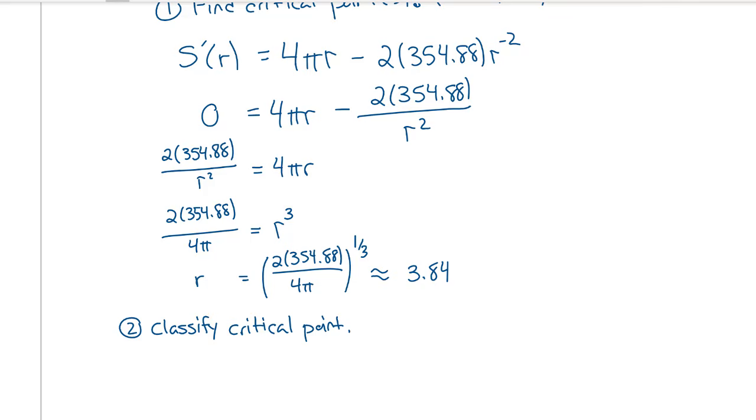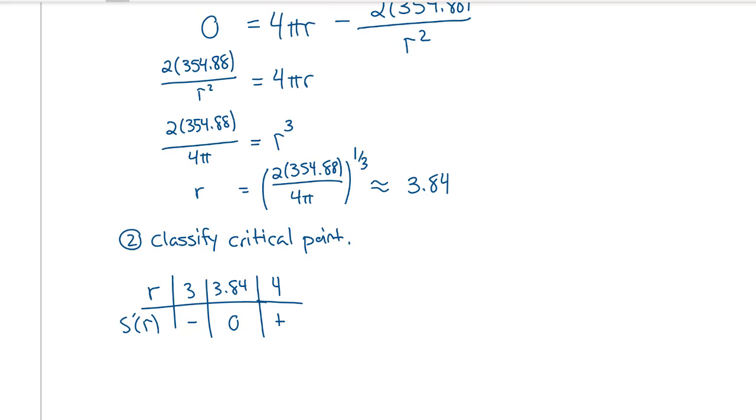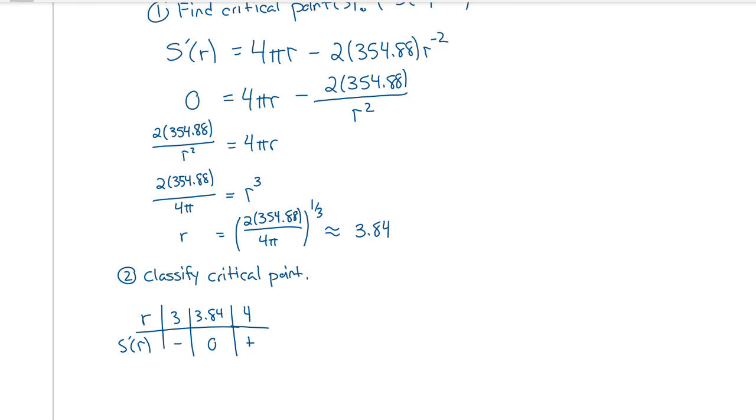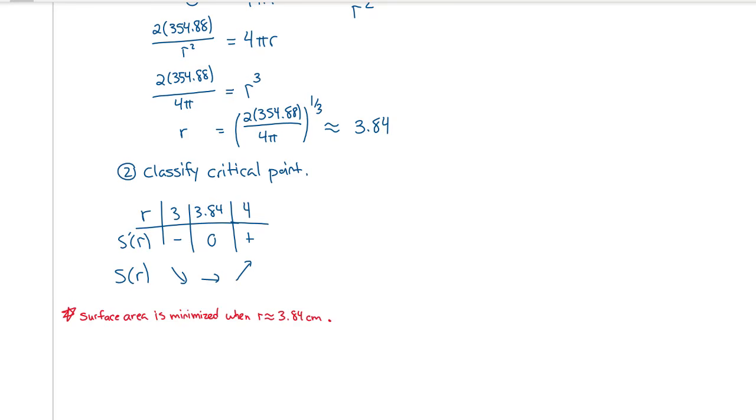So the next step is to classify the critical point and see whether this is a max or min or neither. So the table is what we'll apply. So as usual, we include our critical points and then a test point to the left and to the right. And so for this problem, 3 and 4 are fine for test points. And plugging those into the derivative, we see that the derivative changes from negative to positive as we sweep through that critical point. And so that means the surface area is decreasing and then increasing. And that is to say, surface area is minimized at this critical point.